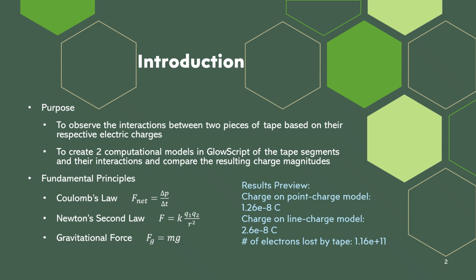And then just a little preview of our results. From our point charge model in GlowScript, we got a charge of 1.26 times 10 to the negative 8th coulombs per piece of tape. And then for our line charge model from the second computational model, we got a charge of 2.6 times 10 to the negative 8th coulombs. And going back to our first computational model, we also calculated the number of electrons lost by the piece of tape, and that ended up being 1.16 times 10 to the 11th electrons.